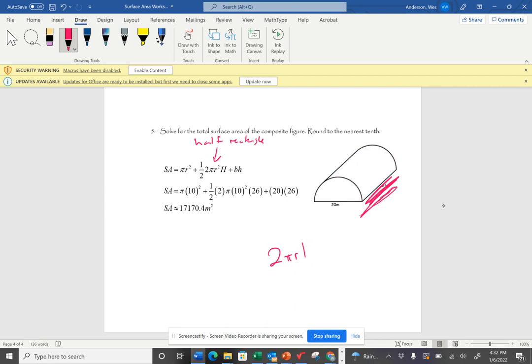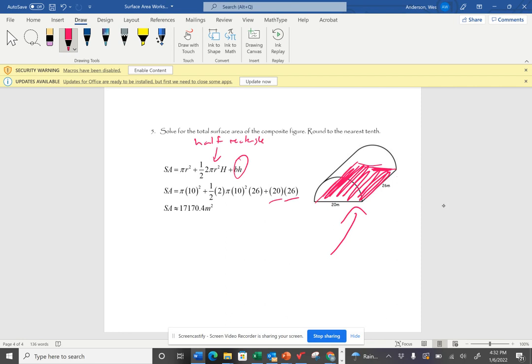And then here's the tricky part of this, okay? We're including the base of this cylinder we've cut in half. When you cut this solid in half, you're actually now adding a face that didn't exist before. We're adding this rectangle on the bottom. So underneath here is a new face that didn't exist until we cut this thing in half. So we have to add that rectangle, which is 20 by 26.